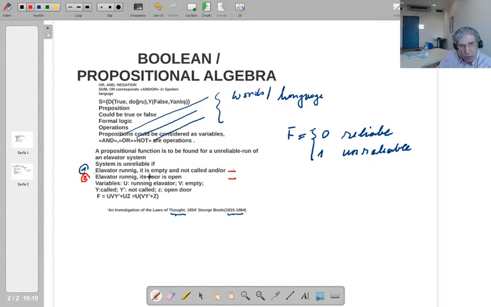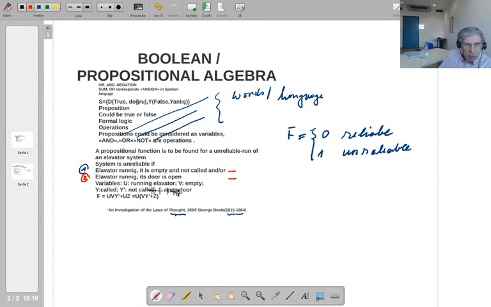So when I use these words here, I am introducing variables. These variables are U, running elevator. Let's say we represent elevator is running by this variable. When elevator is not running, that's going to be U prime. Elevator is empty, we represent it with variable V. When it is V prime, it is not empty. The opposite is non-empty, isn't it? Y is called, Y prime not called, Z open door, Z prime closed door.